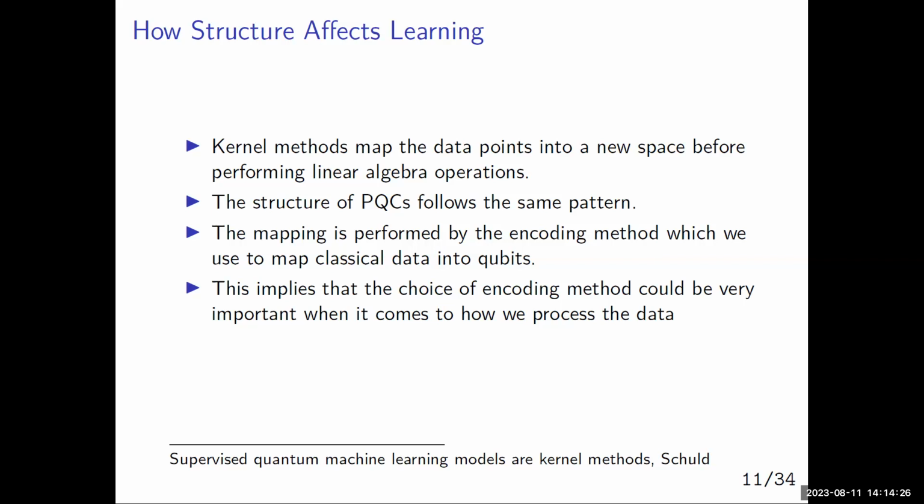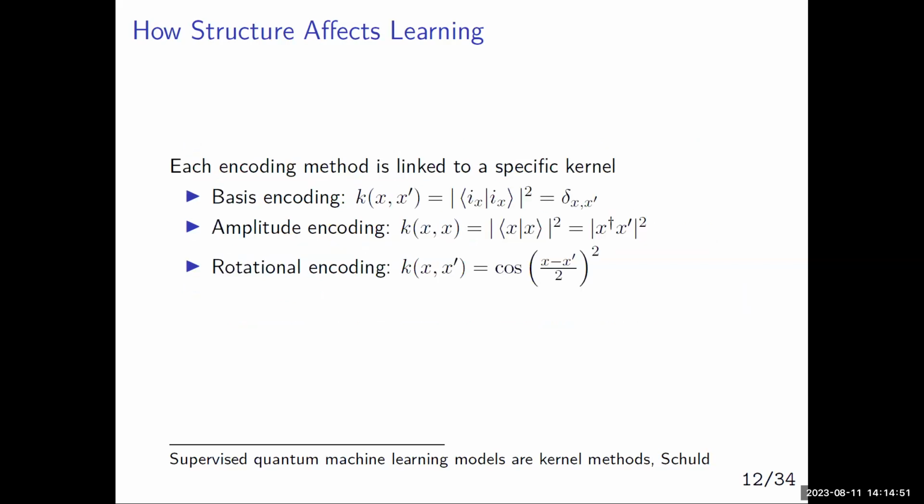And then when we take a measurement, we're mapping back, not exactly to the original space in every case, but to a simpler space. So overall, the supervised learning method is basically doing a kernel method. And that argument is much better laid out in the paper listed at the bottom. So from that, we can say that every method of encoding is linked to a kernel.